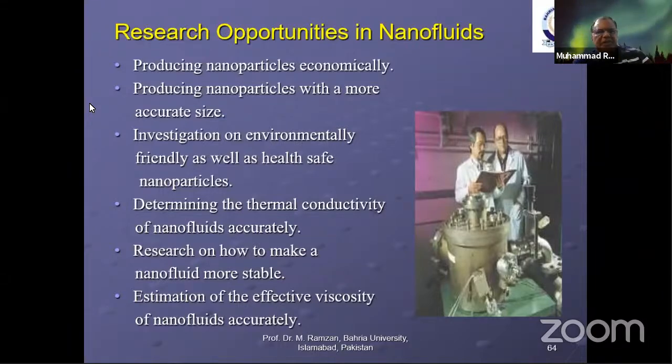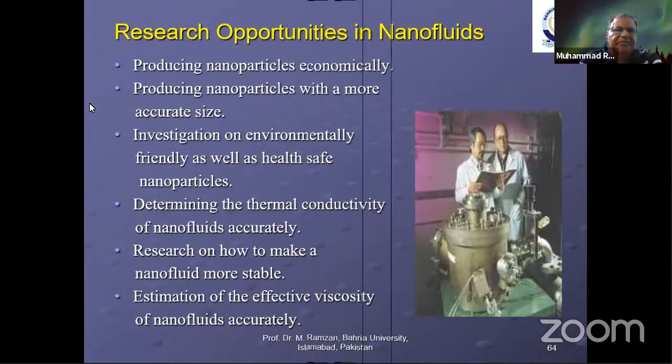Then the estimation of the effective viscosity of nanofluids accurately. Again, as I mentioned earlier, there are variations in calculating the viscosity and the thermal conductivity of nanofluids. So the scientists have to focus on these problems as well.